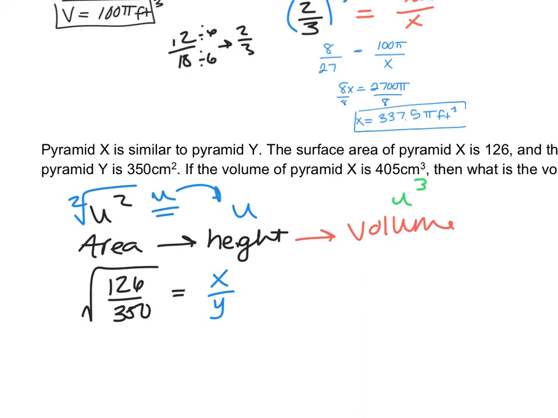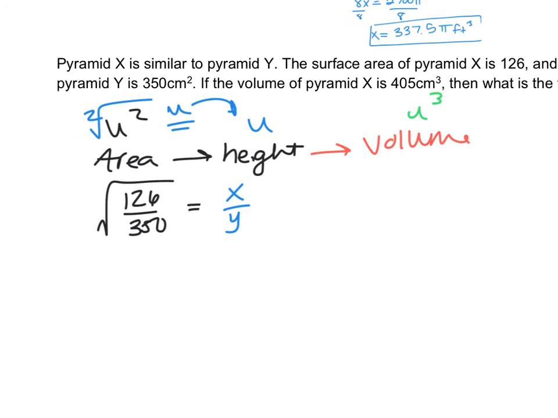But here's the issue. If you look at 126 over 350, you're going to be like, oh, those aren't perfect squares, Mr. O'Sullivan. So what I want you to do is do 126 divided by 350 in your calculator. And then hit enter, enter, and you should get a nice fraction. You should get 9 over 25. Boom. That's a nice thing to work with.